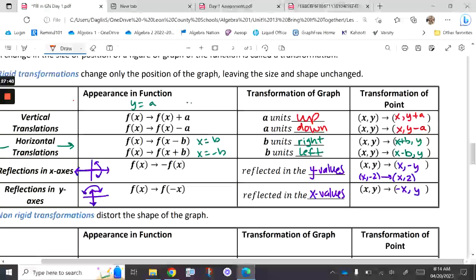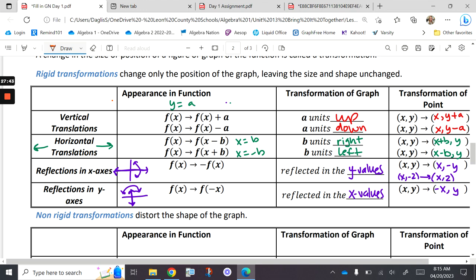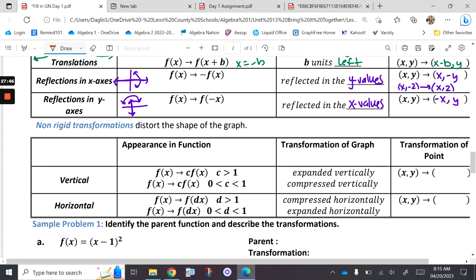Okay. There are other transformations that distort the shape of the graph. These are going to be stretches and compressions. They also word them as expanding and compressing. So for a vertical stretch or a vertical compression, we're going to multiply the entire function by something. This c on the outside is a constant. So instead of x squared, it's now 2x squared. Instead of just y equals x, it's y equals 5x. Everything has been multiplied by a value. That is going to show a vertical stretch or compression. Expanded is the same thing as saying stretch.